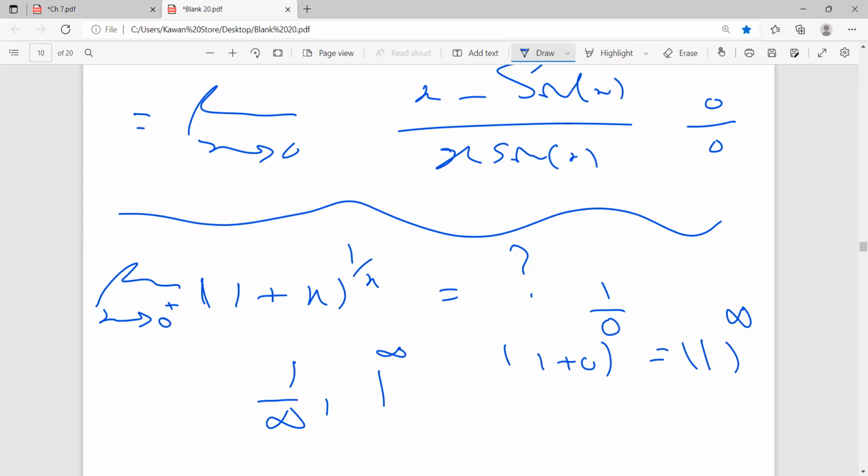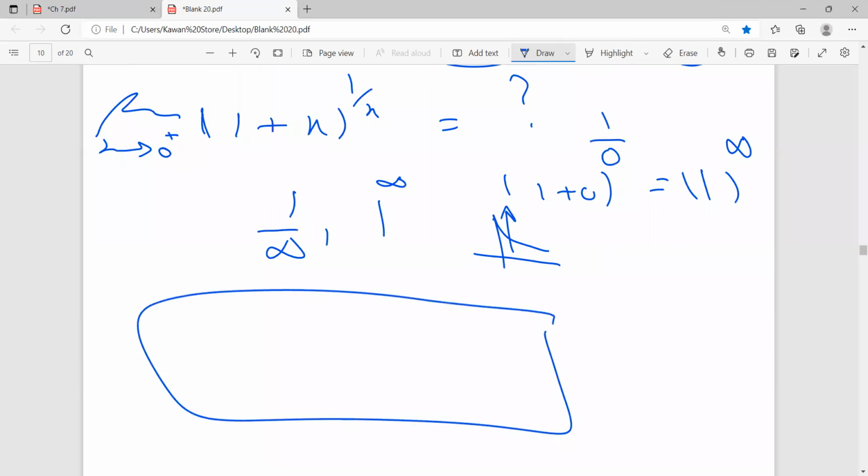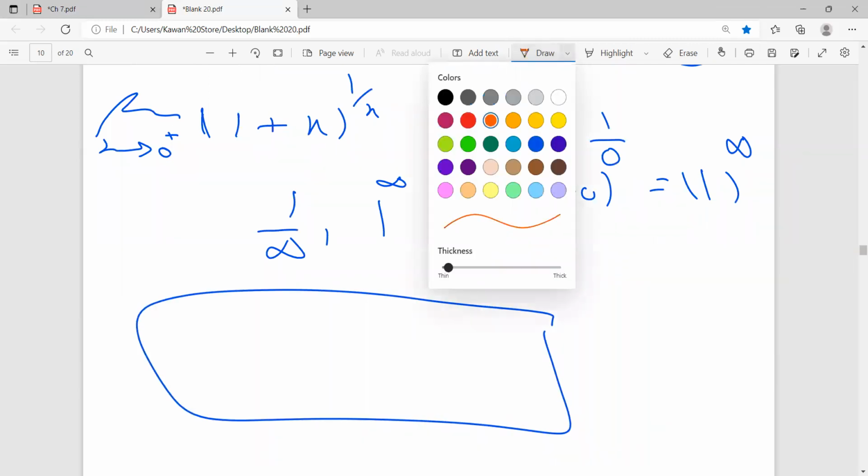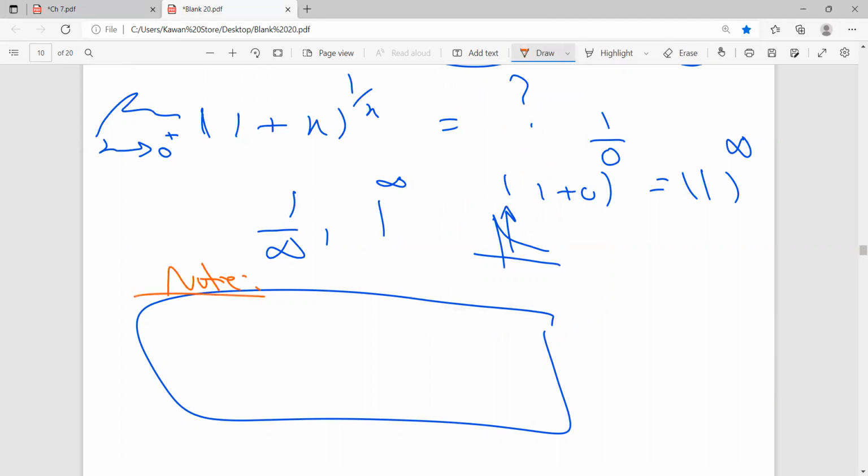Infinity can be positive or negative. I say minus infinity, because this approaches 0 from the left side. So, dears, do not forget about the notes. Indeterminate.